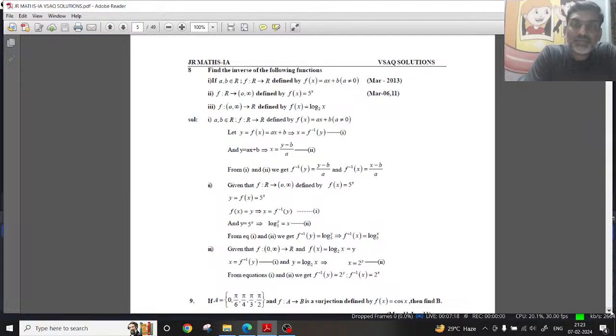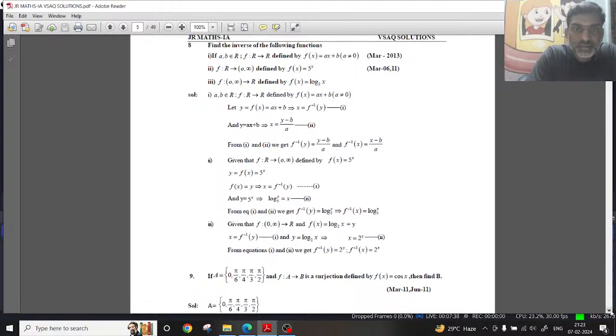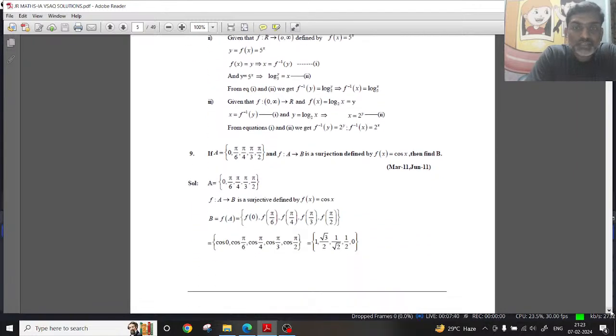So here, the inverse of a function can exist when the given function is bijective. So here f of x is ax plus b, then what is its inverse? So f inverse of x is equal to (x minus b) by a. You know already the process, what to do and how to do. This is also an important model.